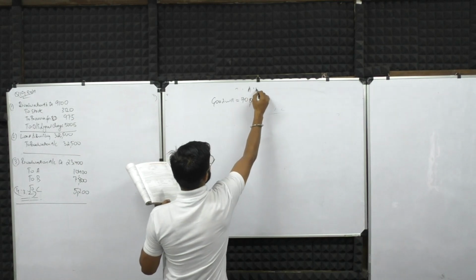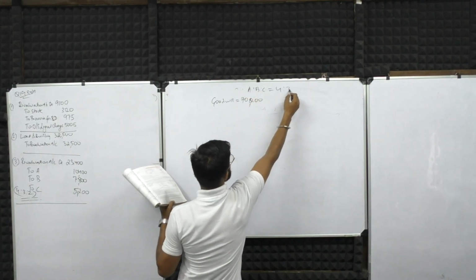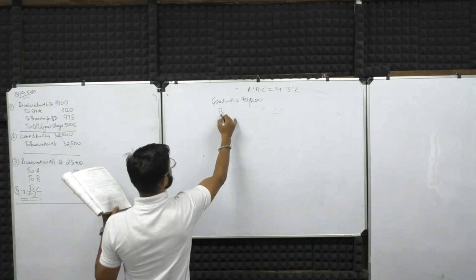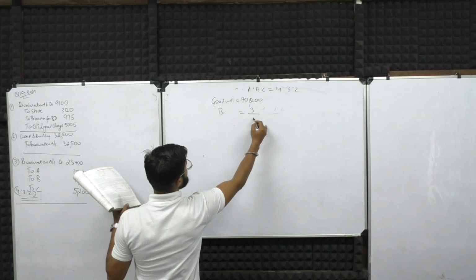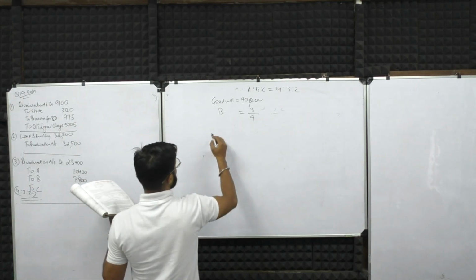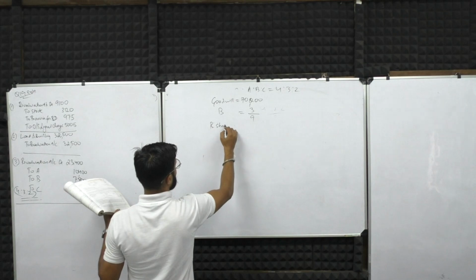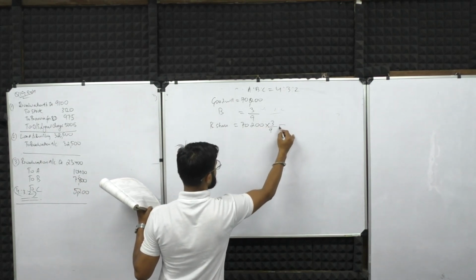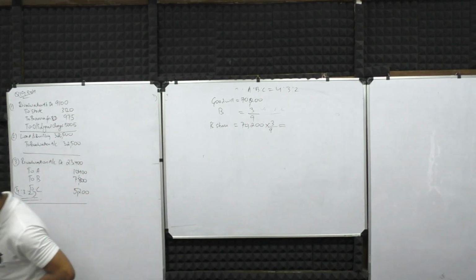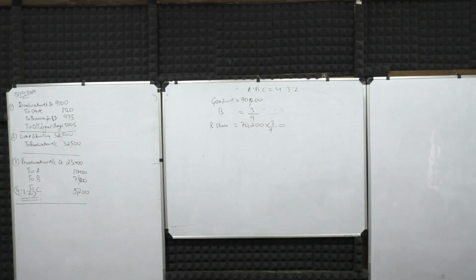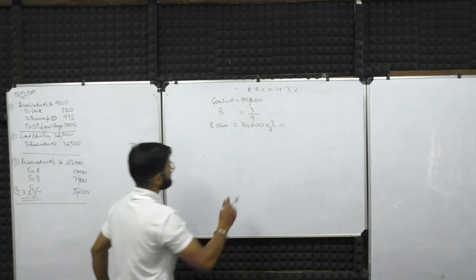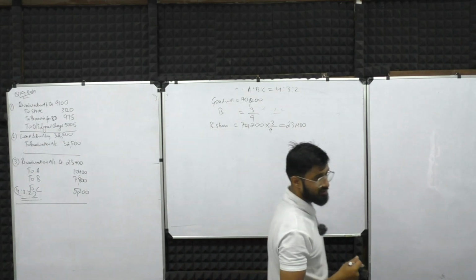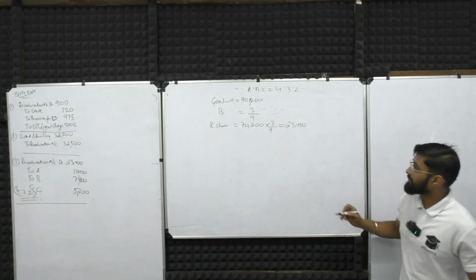70,200. A, B, C ratio is 4 is to 3 is to 2, and B retires, so 3 by 9. What will be B's share? 70,200 into 3 by 9 is 23,400. This will be given to B.